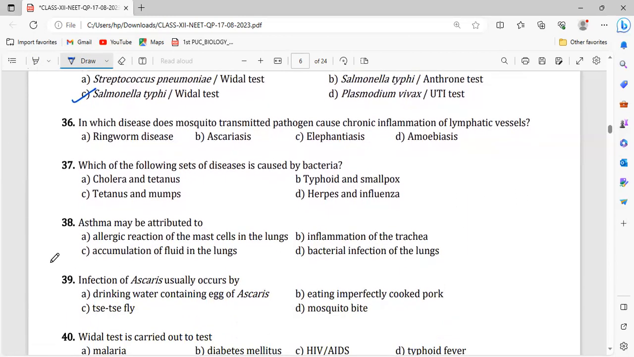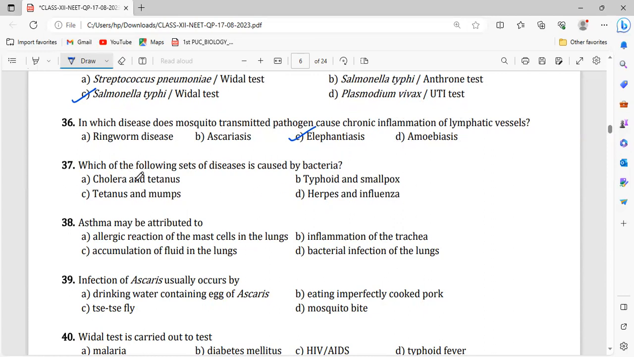36. In which disease does a mosquito transmitted pathogen cause chronic inflammation of lymphatic vessels? Lymphatic vessels will be inflamed in the disease elephantiasis. So the symptom and the effects caused by the disease are given, and we have to find out the disease name here.